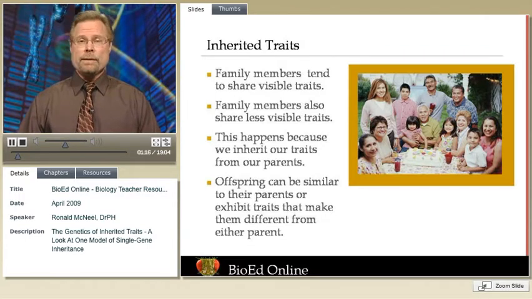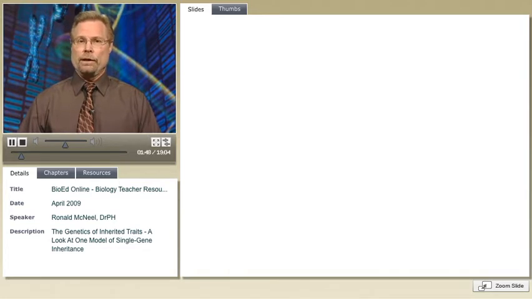Of course, members of the same family tend to look more alike and share more visible traits than non-family members do. Family members also can share less visible traits, such as a tendency to have high blood pressure, diabetes, and heart disease. Why? Because we inherit our traits from our parents. But although offspring usually display similar traits to their parents, they can also exhibit traits different from either parent.